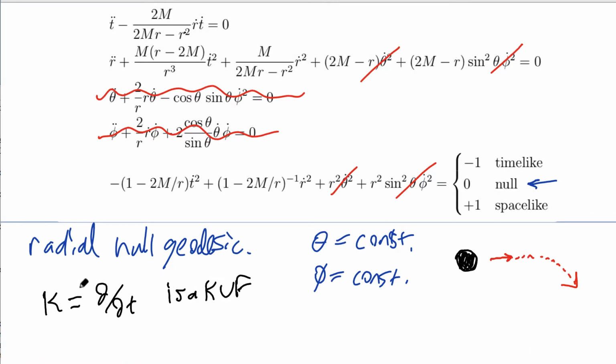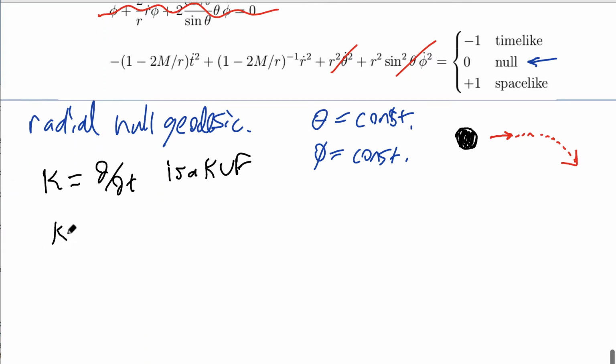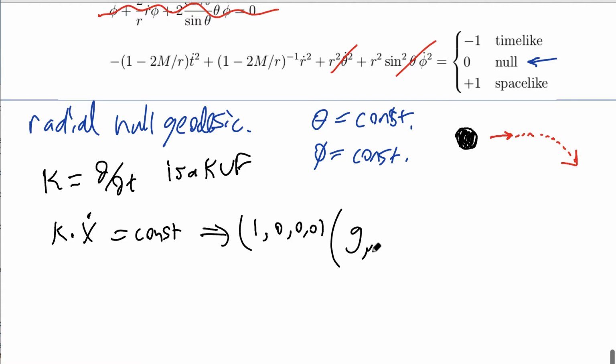So let's apply a result that says that the inner product between the killing vector field and the tangent to the geodesic is a constant. So we have k dot x dot is equal to constant. And if we work that out, k has components 1, 0, 0, 0. We have then the components of the metric, and then the components of the tangent vector, which are just t dot, r dot, and since we're assuming theta and phi are constant, then these are zeros.